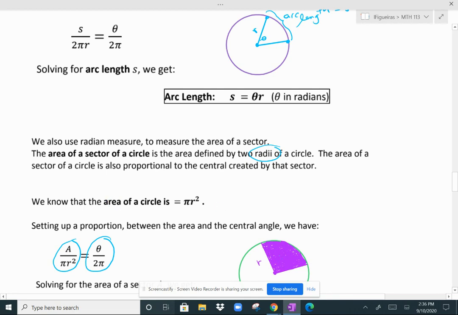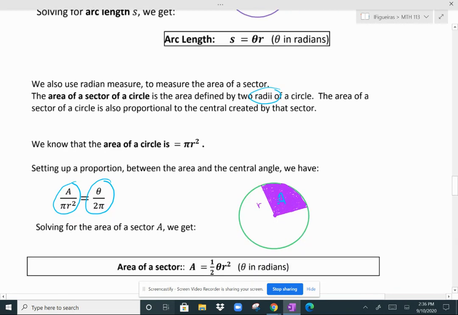So A represents the area of the circle, which is exactly what you see here. The sector is this purple piece that's colored in, and that's the area that we want to compute. When you cross multiply this and solve for A, you get this formula. A is 1/2 theta r squared, again, where theta is measured in radians, and r is the radius of the circle.